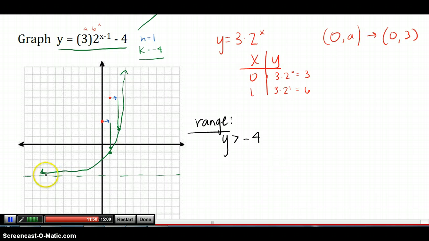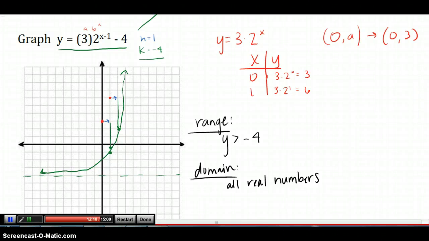Our domain, well, this line's going to go on forever and ever and ever, and this one's going to go on forever and ever and ever. So really, it can be any x values. So our domain is all real numbers. And for a lot of these, your domain is going to be all real numbers.